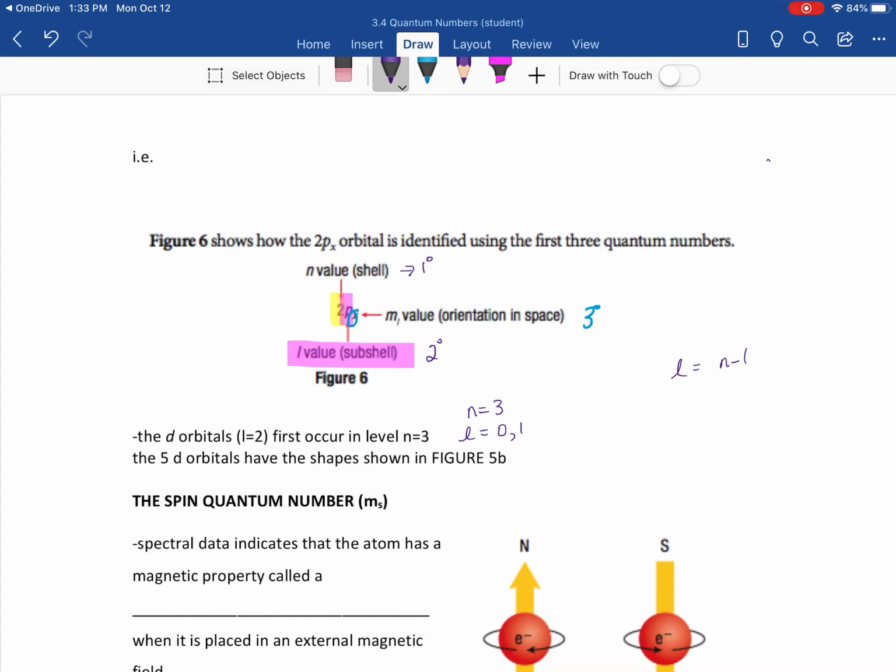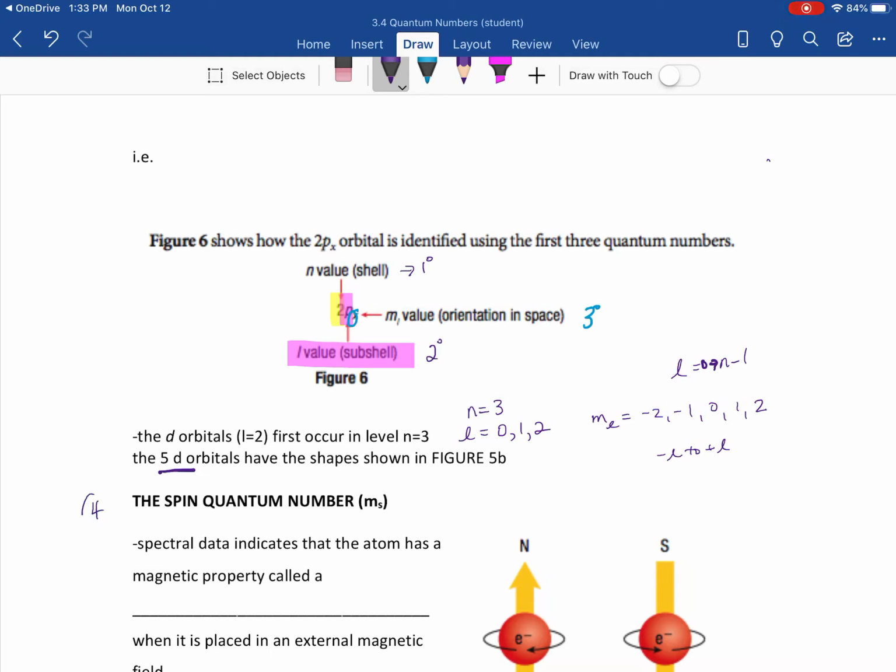Okay, so L can be 0, 1, and 2, because it goes from 0 to n minus 1. And then my m_l equals -2, -1, 0, 1, and 2, because it goes from negative L to positive L, right? Including 0. So these are my options, and that's why there are 5 d orbitals. How's that? We'll have practice.